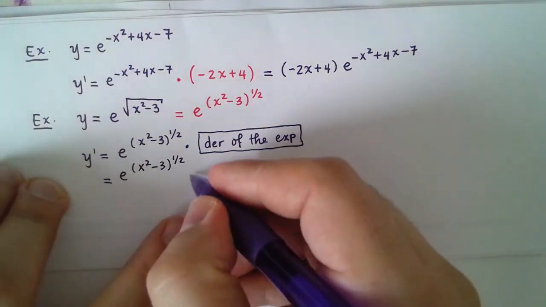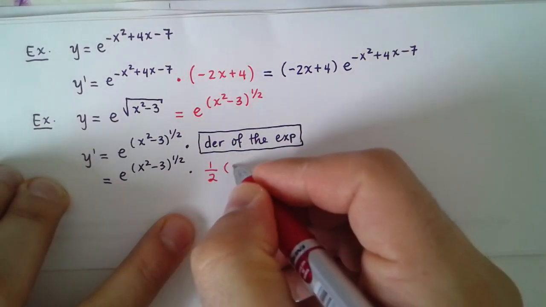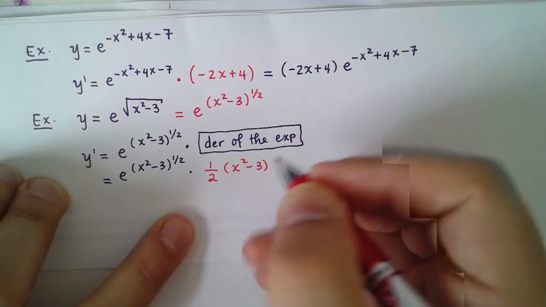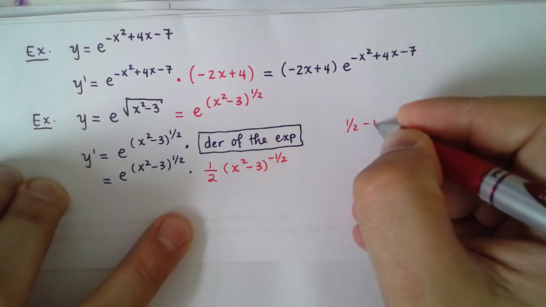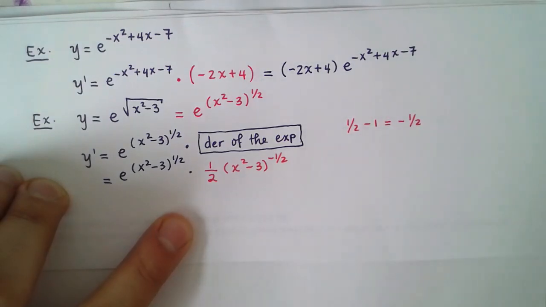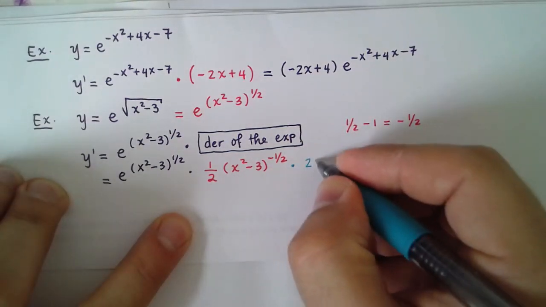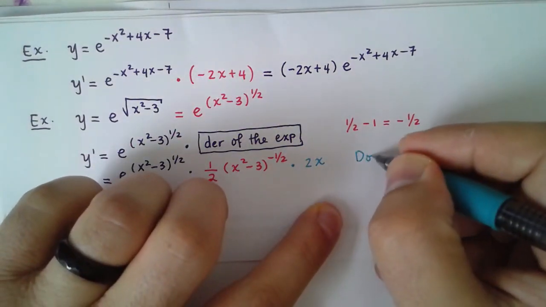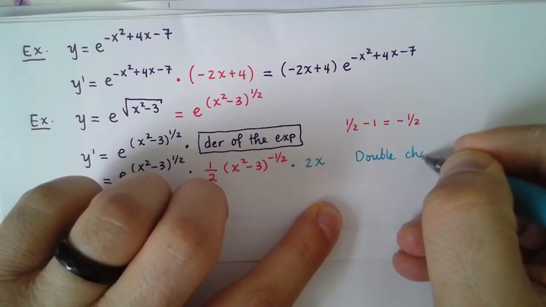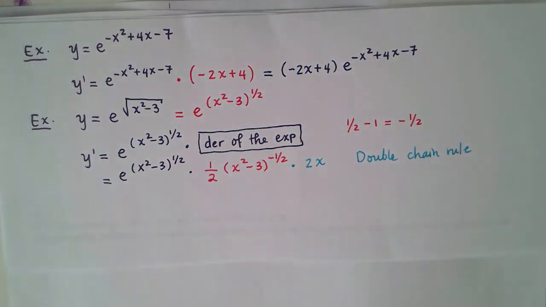So you keep that e to the power (x squared minus 3) to the 1 over 2. Now take the derivative of the exponent, which is going to be 1 over 2 times (x squared minus 3) raised to the power negative 1/2, because don't forget, 1 over 2 minus 1 is negative 1/2. And then you multiply this by the derivative of that inner function, which is simply 2x. This is the double chain rule.